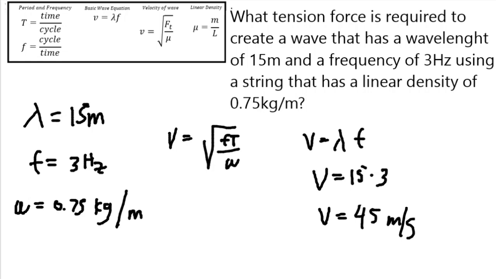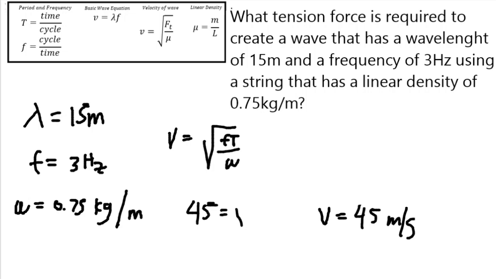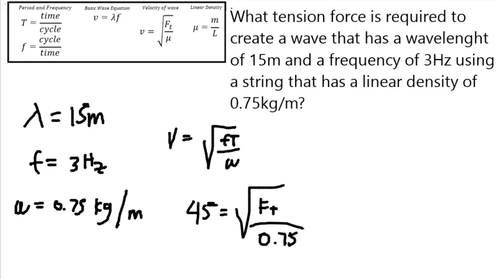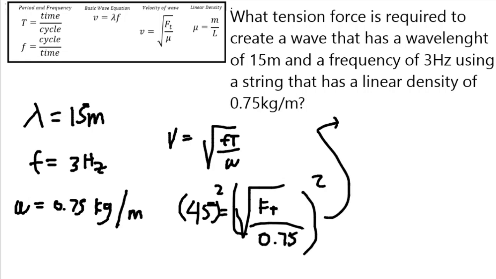Now we can just use simple algebra to calculate this problem. We're just going to plug in what we know. Our velocity is going to become 45, and then our tension force, that is what we're going to calculate. Our linear density is 0.75. We can just delete velocity here. Now we can just take the square root, no, not square root. Let's raise both sides of the equation to the second power to get rid of the square root.